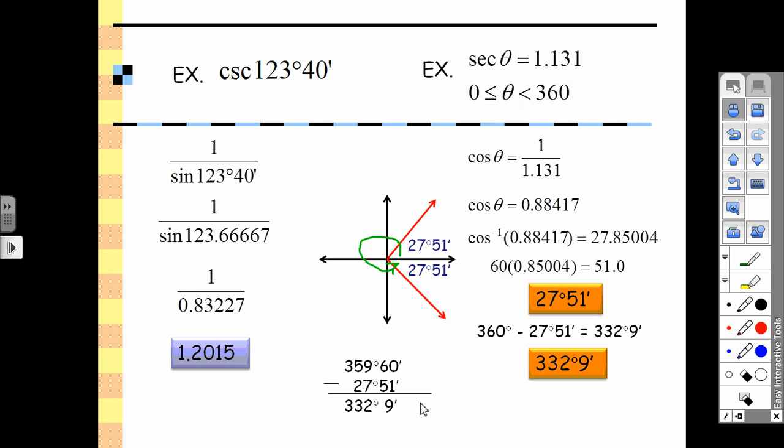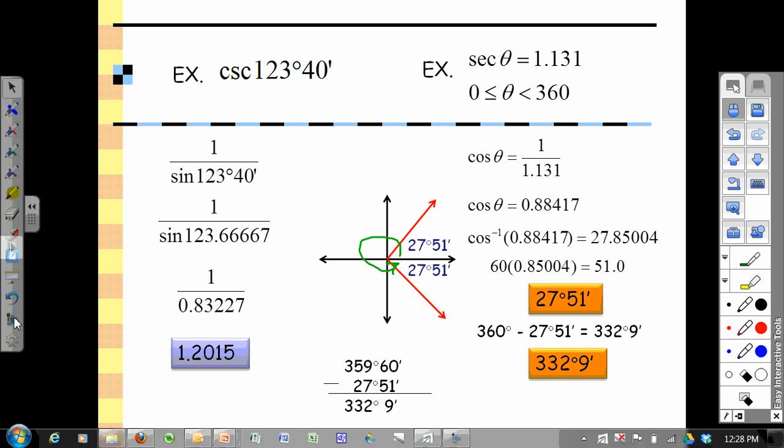Okay, so there you have it. A lot of familiar stuff from before, but just dealing with our reciprocal trig functions. Okay, that's all, folks.